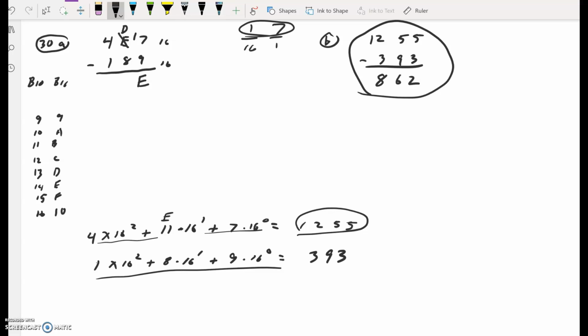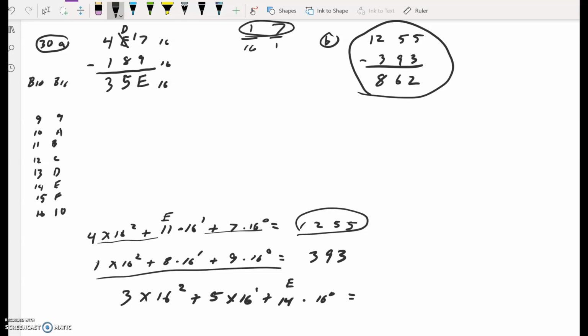23 take away 9 is 14, but you can't write a 14 down here because that's an E. Now you got D take away 8, but D is 13. 13 take away 8 is 5. 4 take away 1 is 3. Subtraction doesn't have to be hard, but it can be very hard. Now the question is 3 times 16 to the second plus 5 times 16 plus E, which is 14, times 16 to the 0.